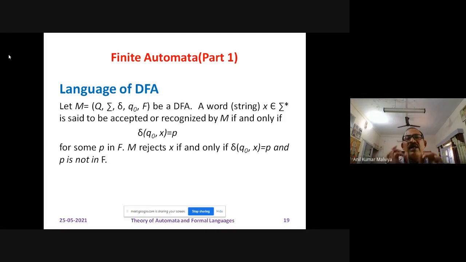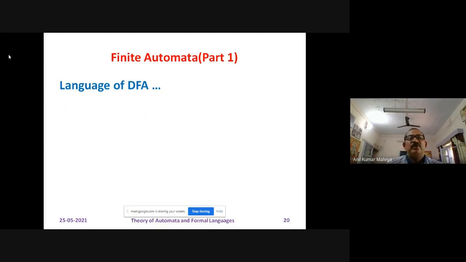when in a final configuration, delta q0 x is equal to p. Here q0 is the initial state and x is a given word. The machine rejects the word if and only if delta q0 x is equal to p, and at this time p is not a member of F. Okay.